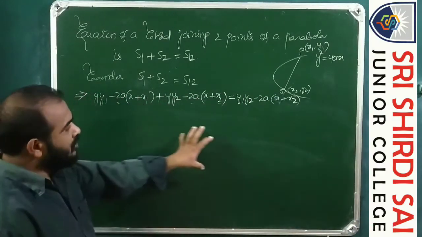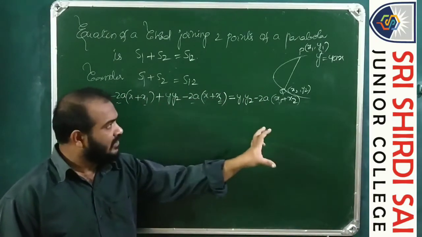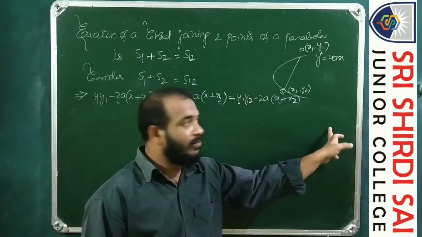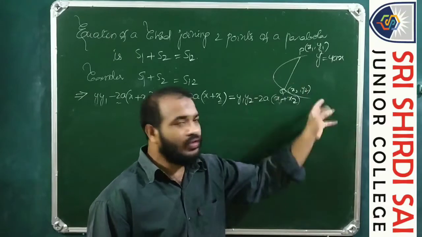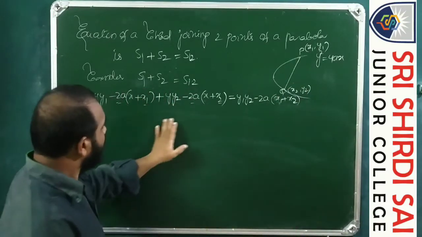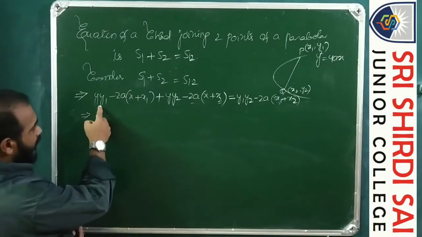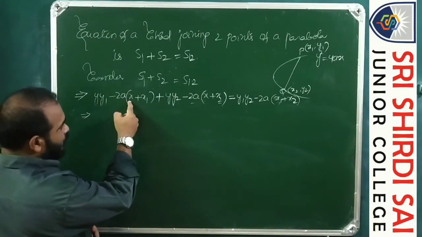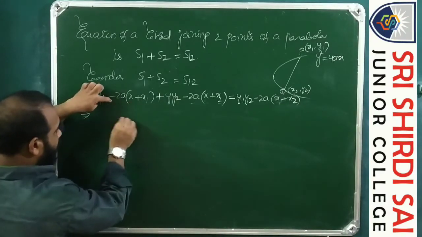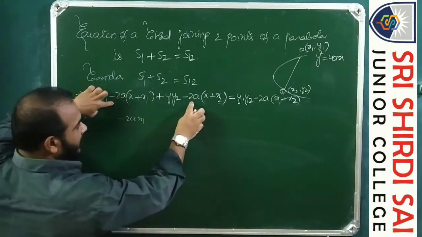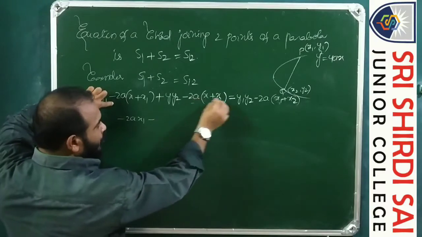So the intention behind doing all these things is just to say that P (x1, y1) lies on the parabola and Q (x2, y2) lies on the parabola. That's it. And if you see here, this is y1, this is minus 2ax. On expansion, minus 2ax1 is what we will be getting here. Here minus 2ax2.